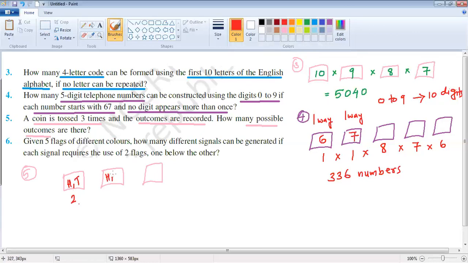When we toss the second time, what will we get? Either head or tail. So how many ways? 2 ways. When we toss the third time, what will we get? Head or tail. So how many ways? 2 ways. So the first position can happen in 2 ways, the second position in 2 ways, the third position in 2 ways. Total 2 into 2 into 2. 2 into 2, 4, 4 into 2. 8 ways are there. 8 outcomes are there.